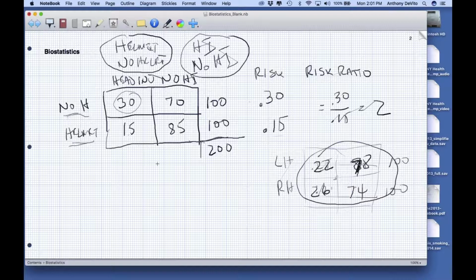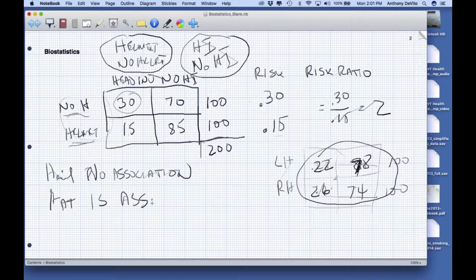they're really different? In other words, our null hypothesis here is that there's no association between wearing a helmet and getting a head injury. Our alternative hypothesis is that there is an association, right? So what's my job here? My job here is to prove with less than 5% chance of being wrong that this difference is not due to chance. Wow, that's quite a thing I have to prove there, right?